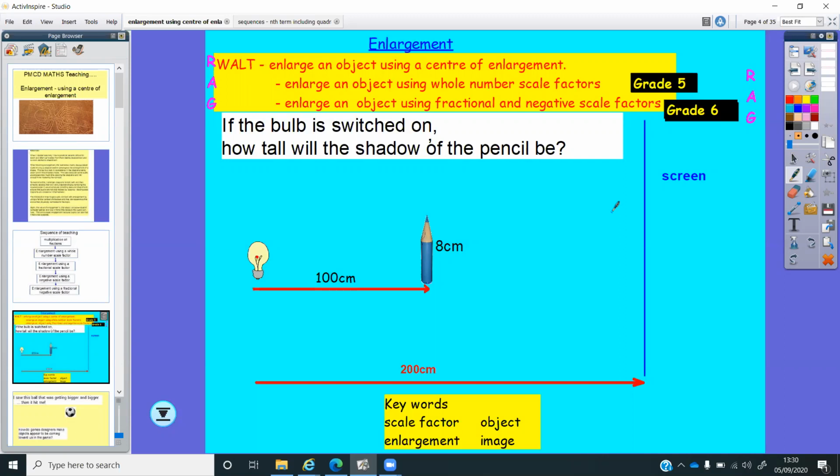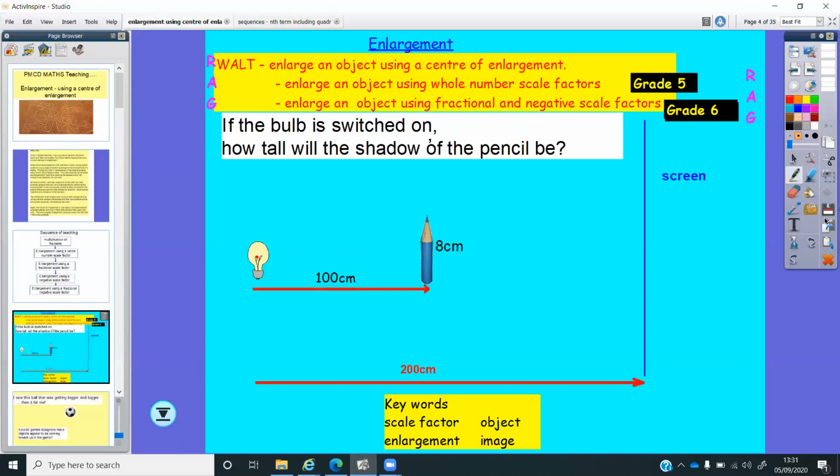So what we're trying to get over here is the relationship between the size of the enlargement, the distance of the object from the centre of enlargement, and the distance of the image from the centre of enlargement. So this language needs to be used straight away, really. Don't hide it away, don't dumb it down. Let's be using that proper terminology straight away. So, they may not know.